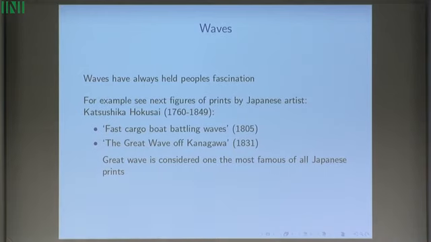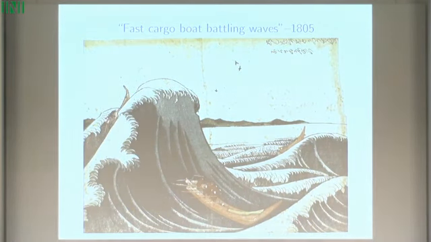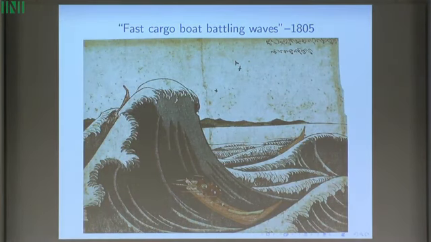First, of course, waves have always held people's fascination. Just as an example of this, these two prints by a Japanese artist, Hokusai: the fast cargo boat, which is earlier in his career, and the Great Wave off Kanagawa. The latter is one of the most famous of all Japanese prints. And here's the first one, a big wave. I don't know how fast that cargo boat is, but it's an awesome wave. Today we might call it a rogue wave. I'll talk about those later.